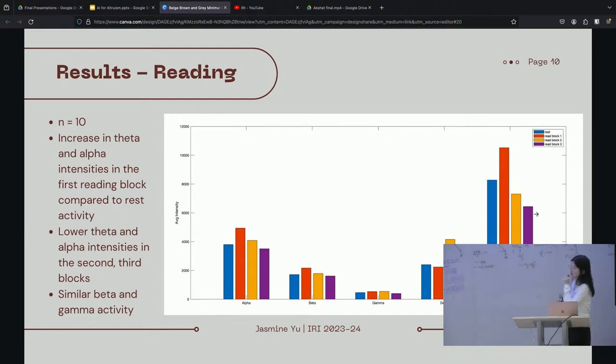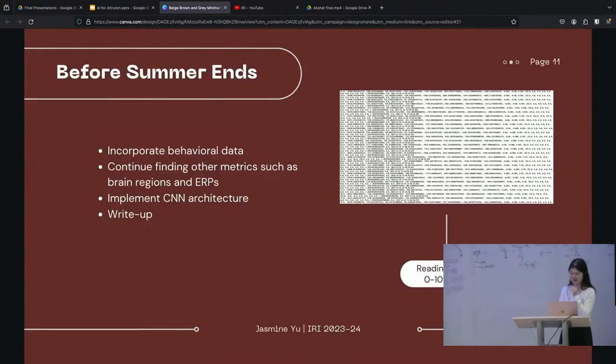So I speculate that this could be due to fatigue or other kind of research experiment noise or artifacts. And we see very similar beta and gamma activity. So that's a very short preliminary view of the results right now.